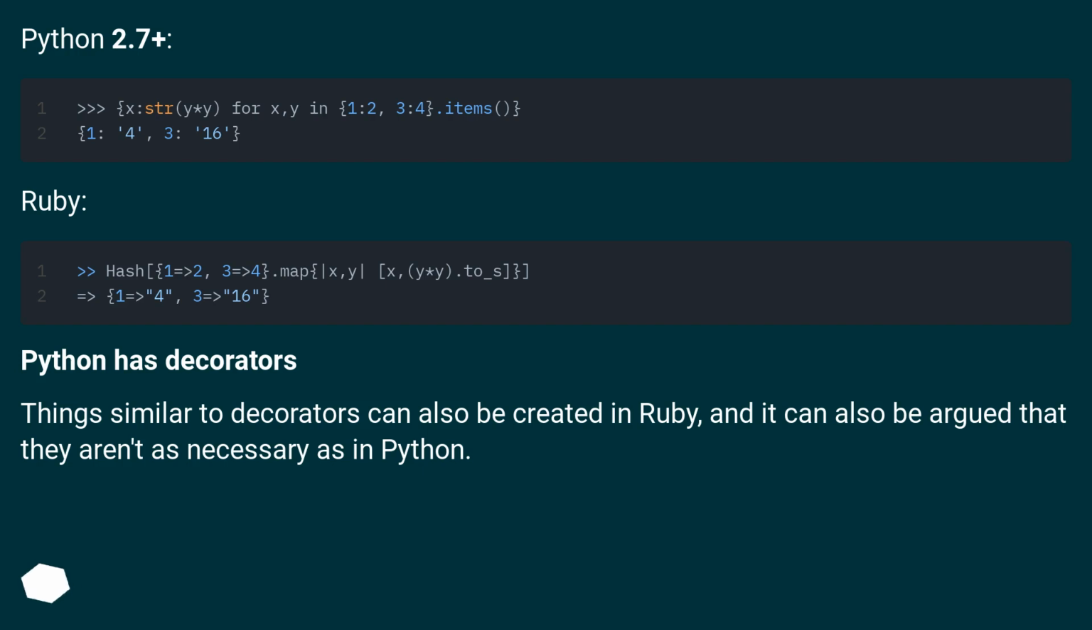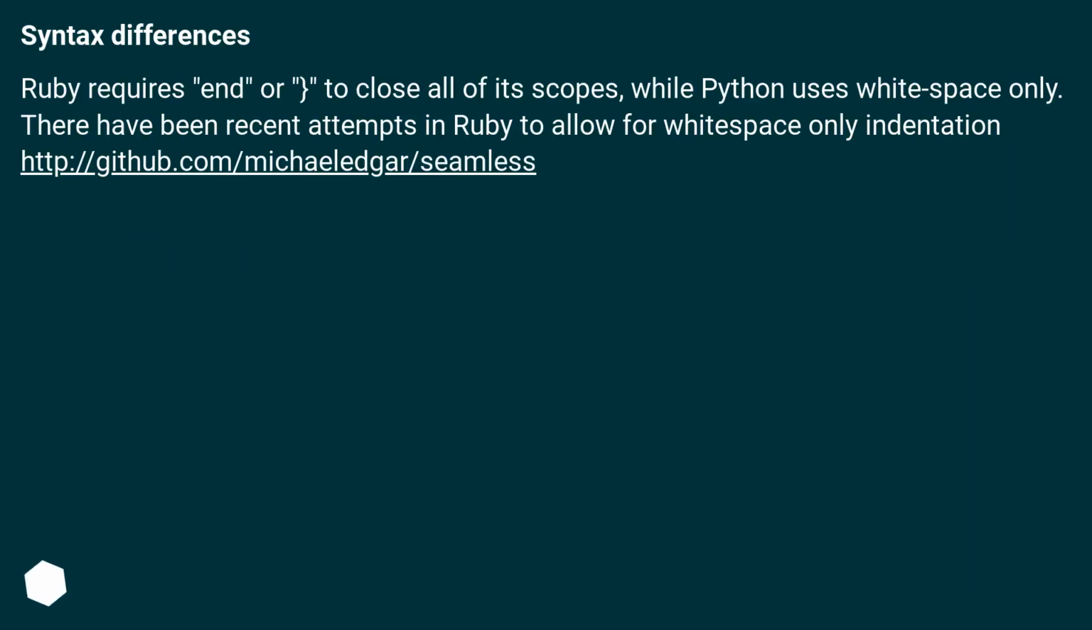Python has decorators. Things similar to decorators can also be created in Ruby, and it can also be argued that they aren't as necessary as in Python. Syntax differences. Ruby requires end to close all of its scopes, while Python uses white space only. There have been recent attempts in Ruby to allow for white space only indentation, this URL.